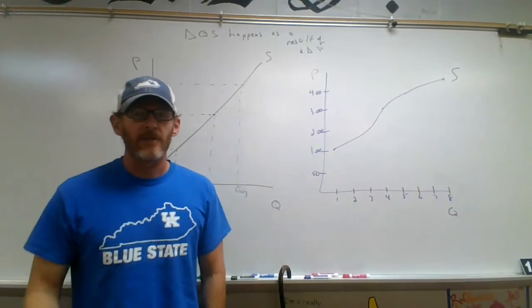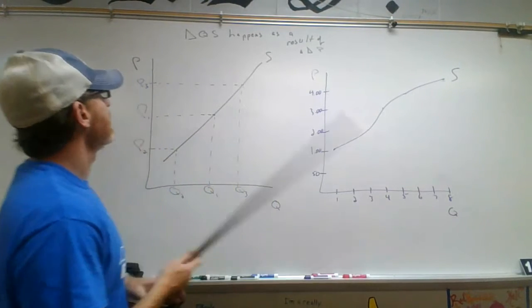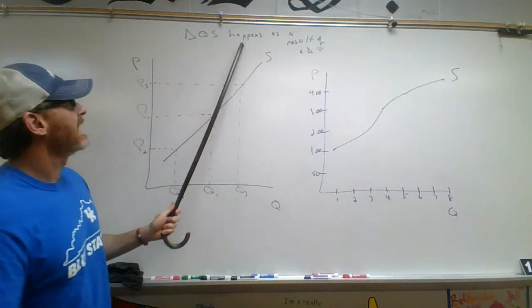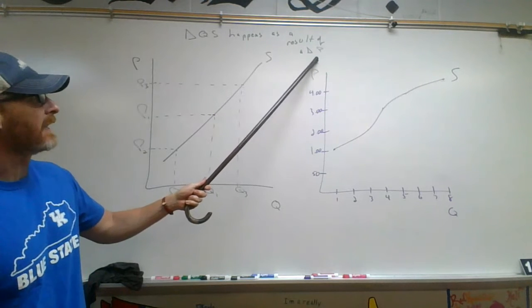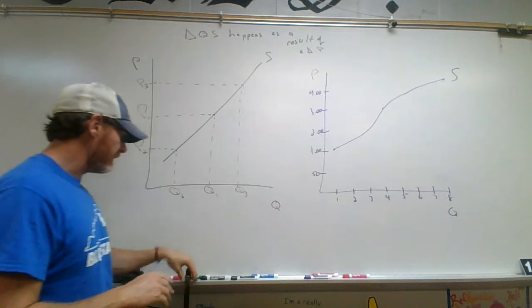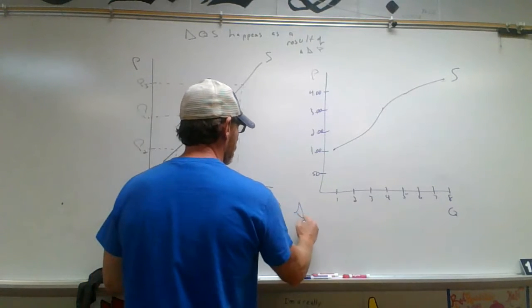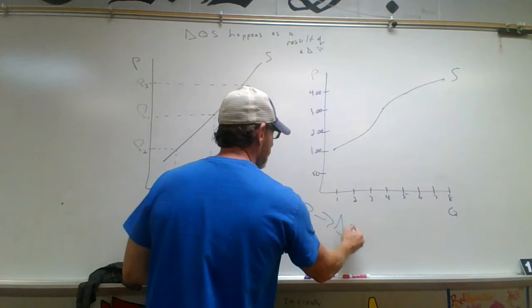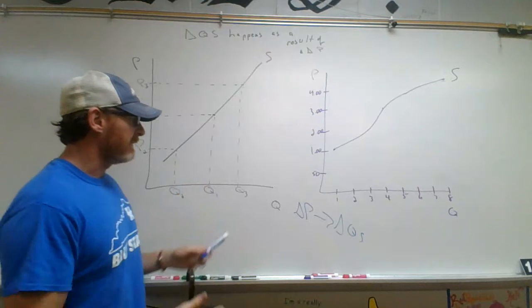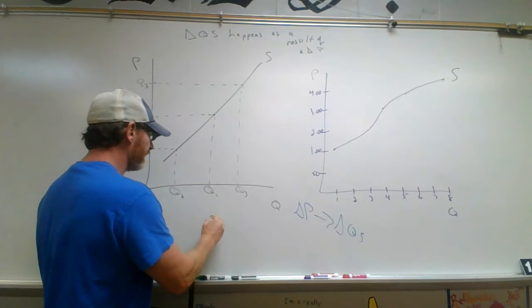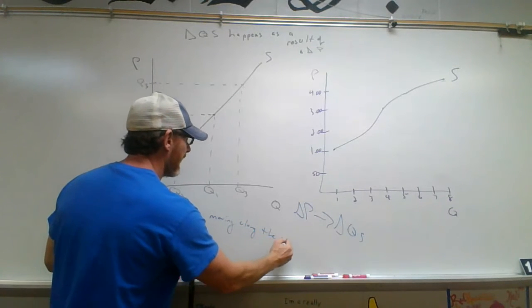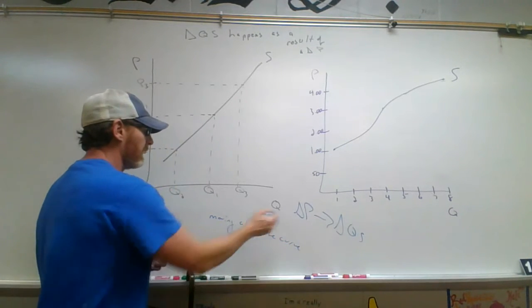Okay, let's look at a change in quantity supplied. Remember, this happens as a result of a change in price, just like in demand. So a change in price leads to a change in quantity supplied. And just like before, we are moving along the curve. When we have a change in price, we are moving along the curve. It's not a shift, it's moving along the curve.